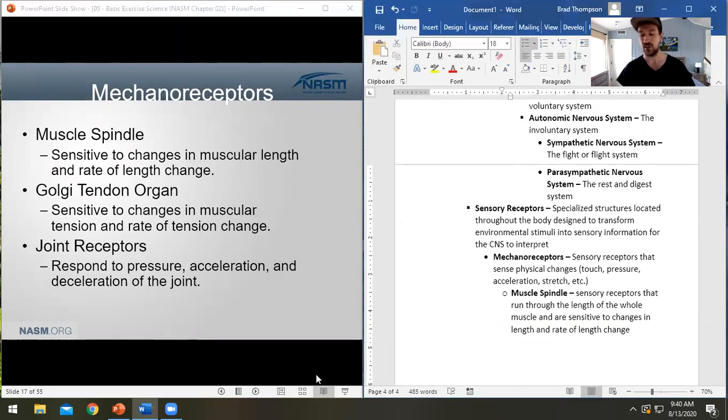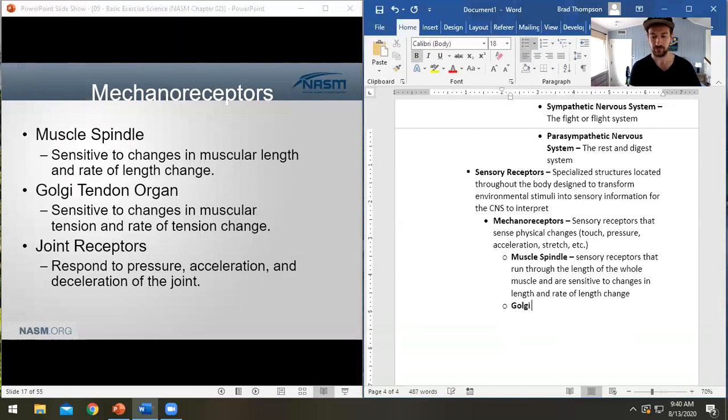Now, you also have another sensory receptor called a Golgi tendon organ. Remember earlier I mentioned proprioception? This is how we're getting that proprioception, which is why these three things are also the other most important thing to learn today. So Golgi tendon organs are sensory receptors that are located in the tendons of a muscle that are sensitive to changes in tension and rate of tension change.